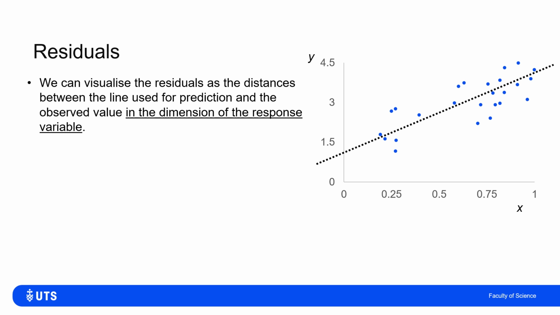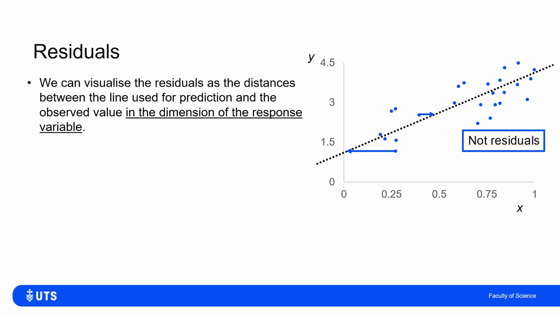The idea of the residual error is, I think, quite intuitive, but it's also easy to make a subtle mistake with this. The residuals are the distances between the fitted line and the observations measured in the direction of the response variable. And by that I mean we're not just looking at the distance to the line horizontally, because that's in the dimension of the predictor variable.